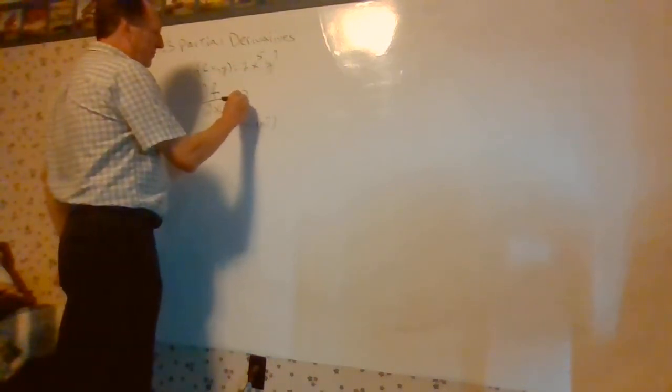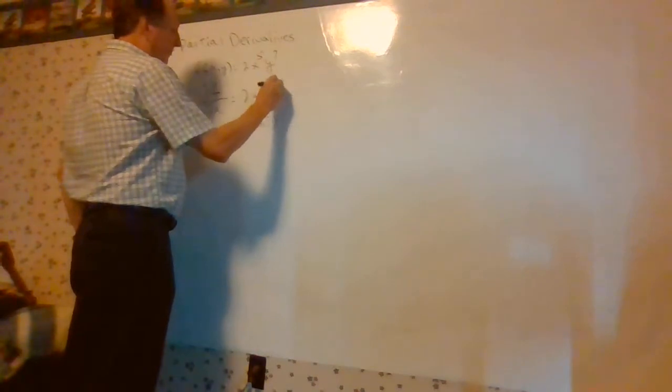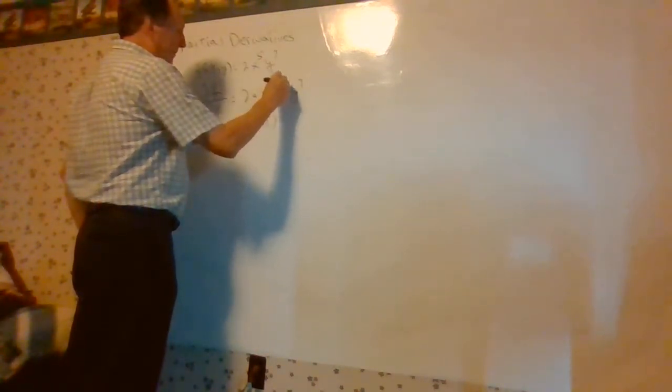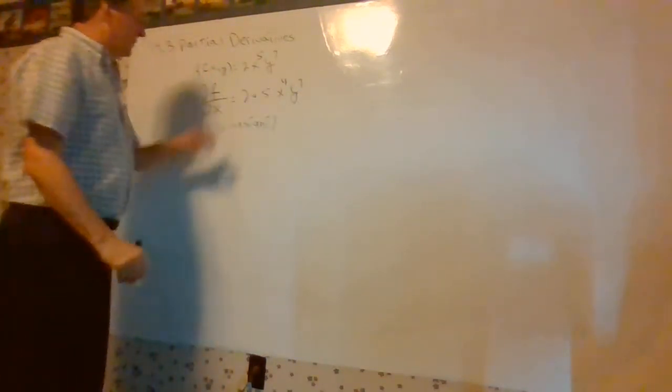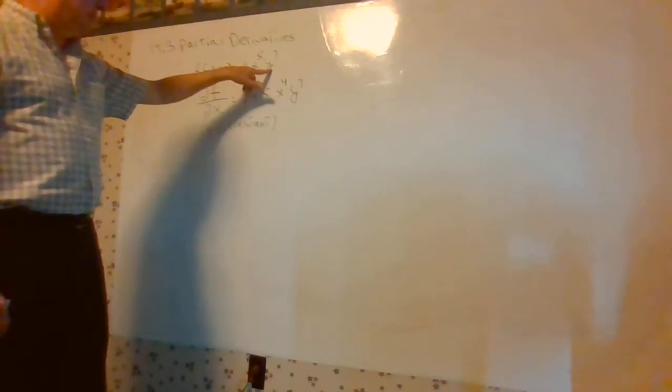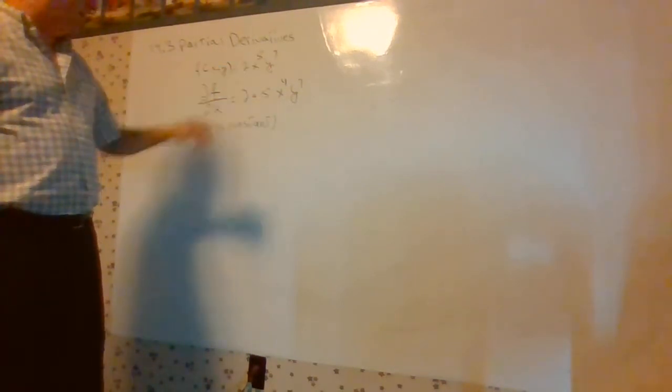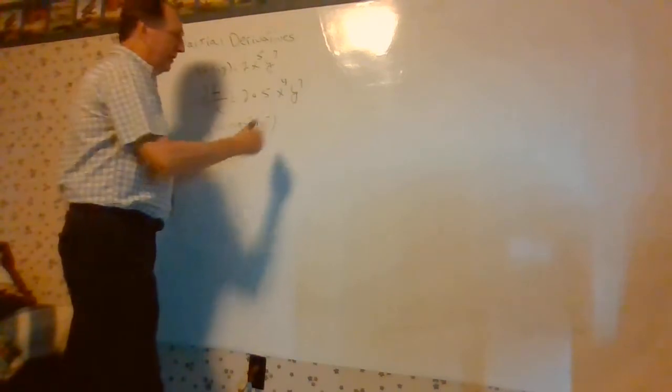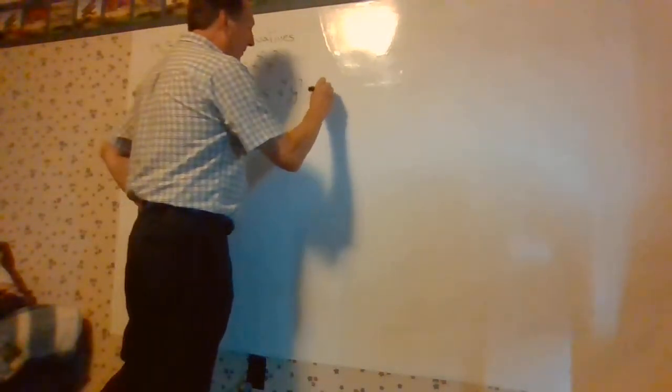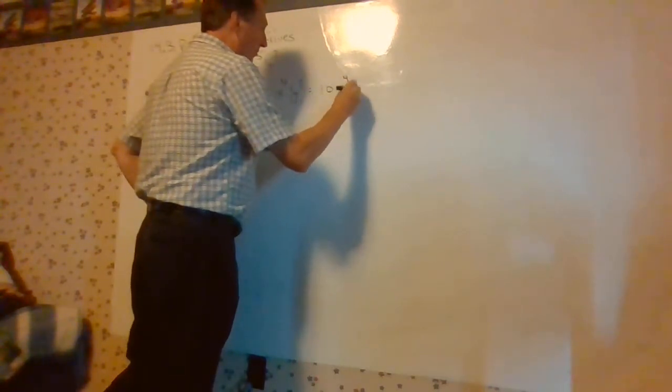If we had 3 variables, then we'd be holding 2 variables constant. So the partial of f with respect to x, the 2 and y to the seventh are constant. So we really have 2 times 5x to the fourth y to the seventh. The 2 and the y to the seventh are constant multiples, so those get carried along for the ride. We just differentiate the power of x, and of course we can simplify that as 10x to the fourth y to the seventh.